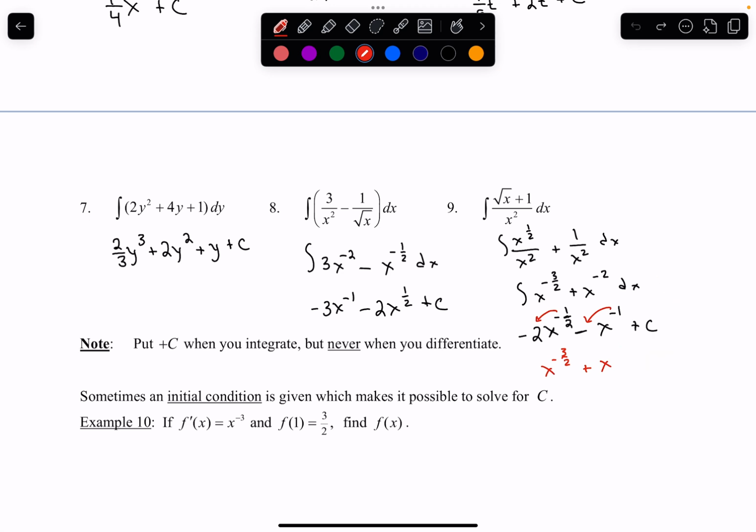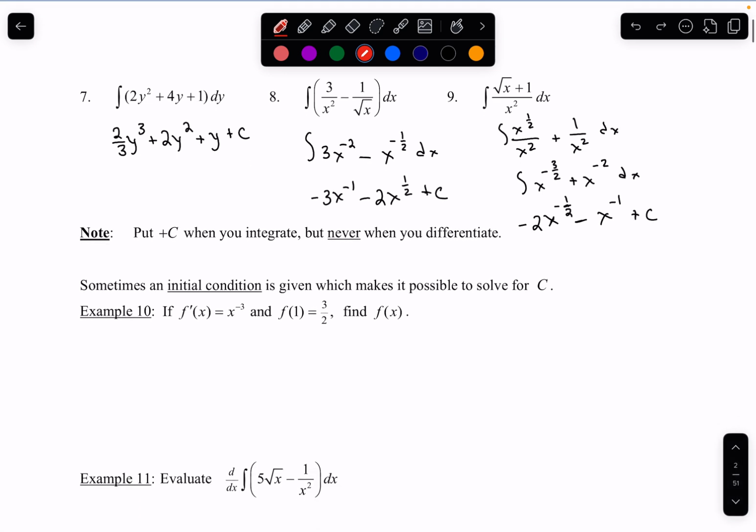So if you're not sure if you did it correctly, just take the derivative and double check your work. See if you get back to where you started. Now that you can go both ways, you can check your work as you go. Okay, there's a little note right here.